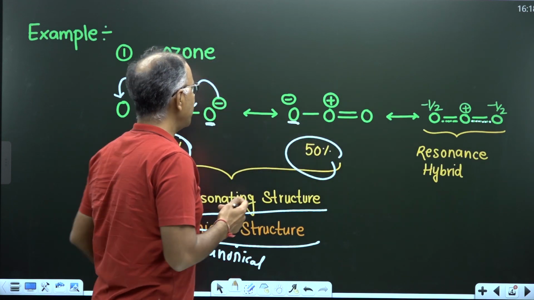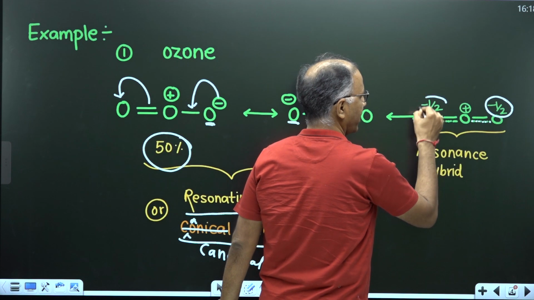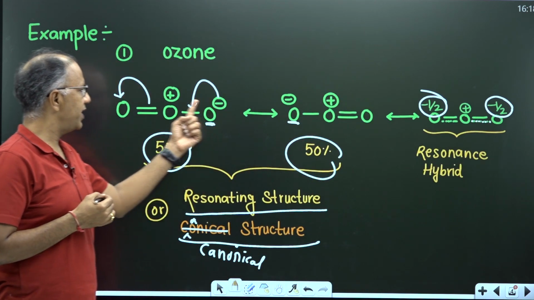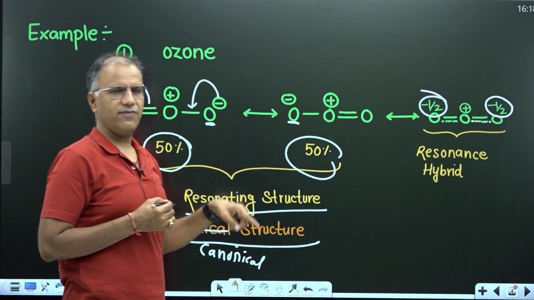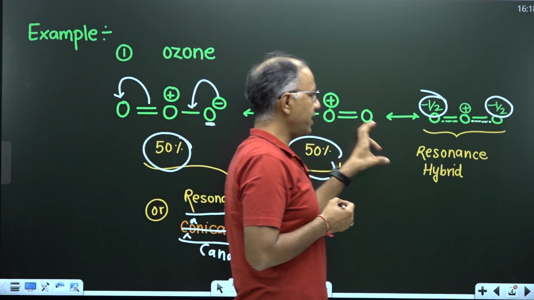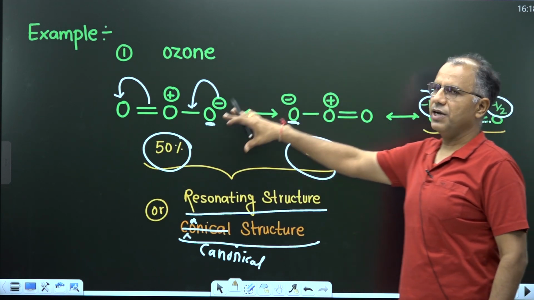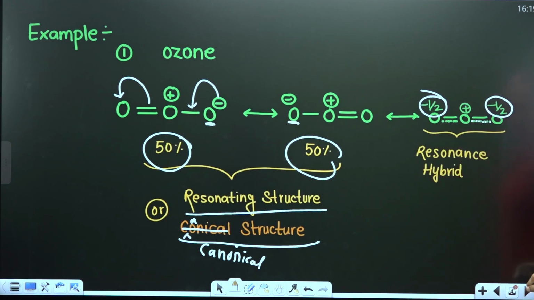So, what is the charge on the hybrid on this oxygen? There will be a minus half charge here and a minus half charge there. You got it? This minus 1 charge is equally delocalized among the two oxygens. Therefore, we will write minus half and minus half. And this resonance hybrid is the real molecule. This will exist, and these are hypothetical. These structures contribute to form the real molecule, the resonance hybrid.